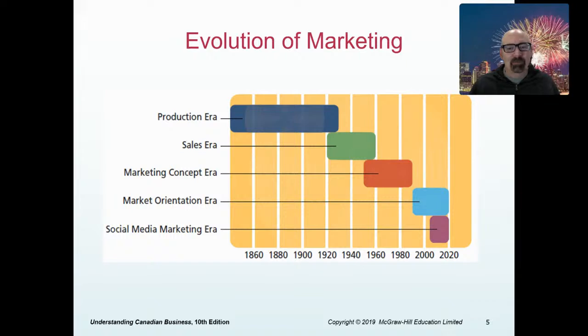So basically, back in the day, it was all about production. How do we make our production better? And this is where concepts like the assembly line came in. And I think it was Henry Ford who said you can have a car in any color you want as long as it's black. So not a lot of relationship stuff going on there. It was more about production.